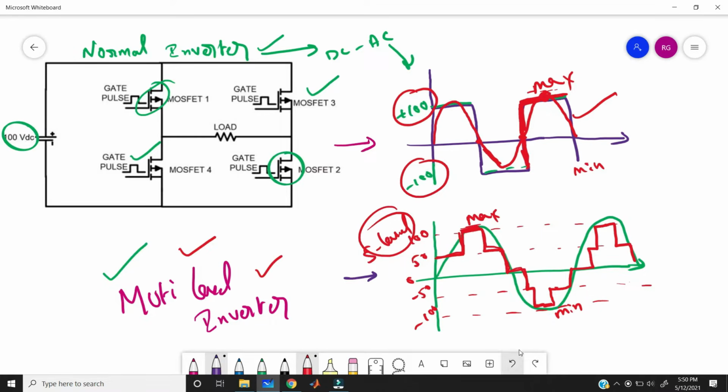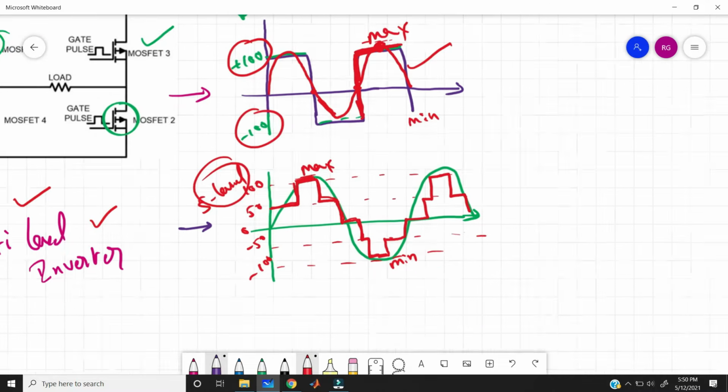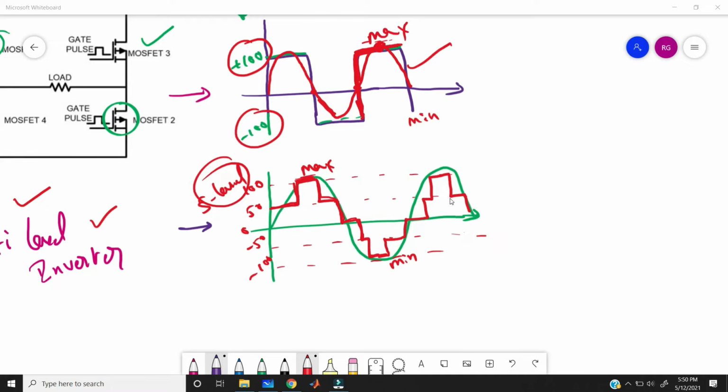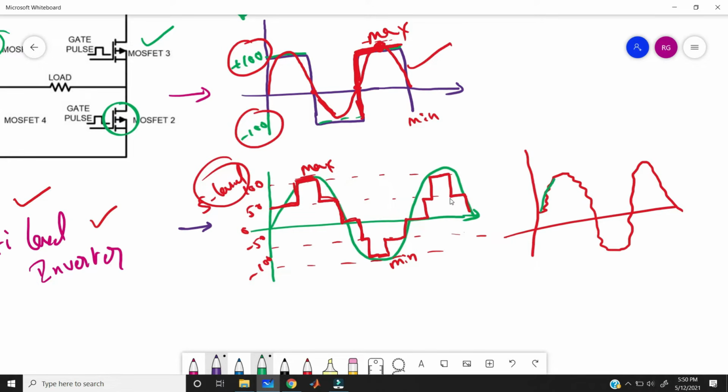If you further increase the levels of the inverter, then you can get the exact AC like this. If you further increase the levels, like if you take 22 or 33 level, then your output will be like this, right? So when compared to normal waveform, this is much nearer to AC, right? So that is the need of multi-level inverter. Here if you increase the voltage levels, then you can get more quality of AC waveform.